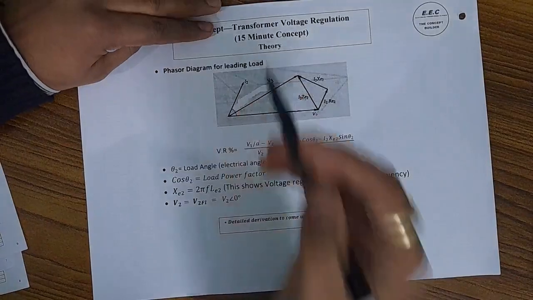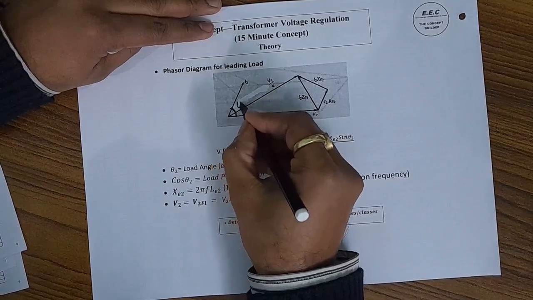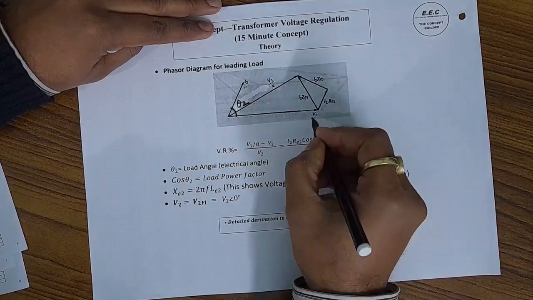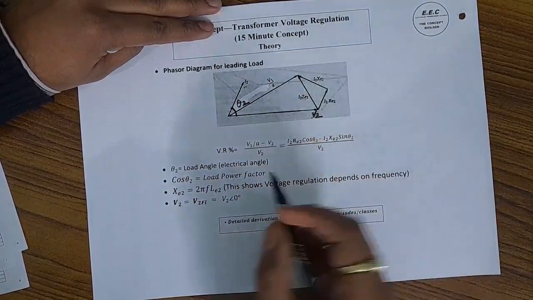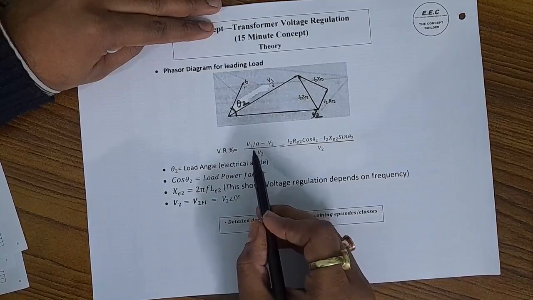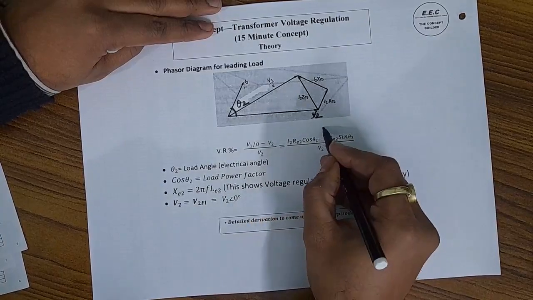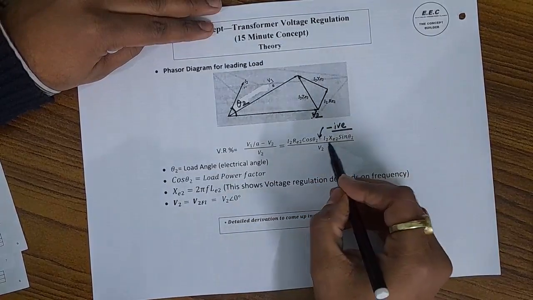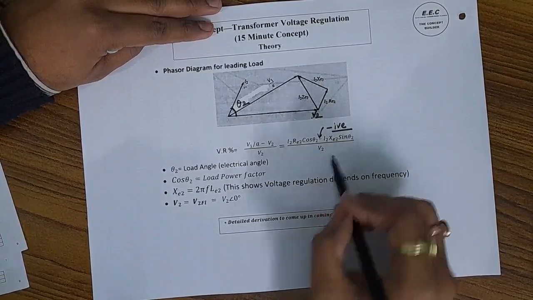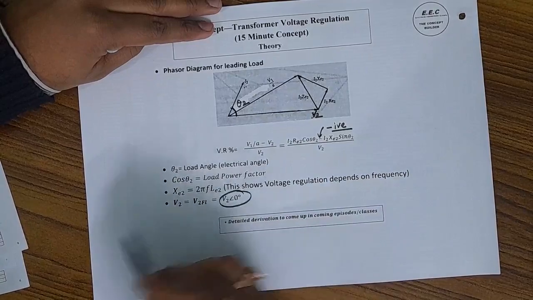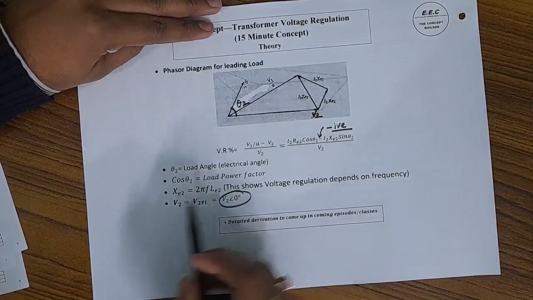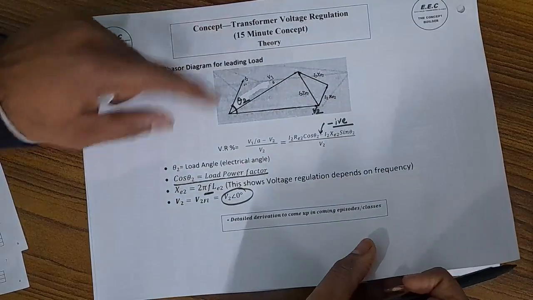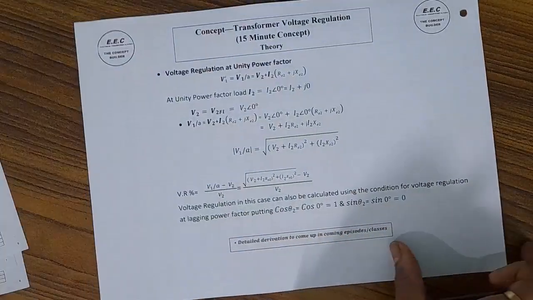In the leading load condition, this is going to be theta 2. You see the load current leads the secondary terminal voltage. The formula is again going to be (V1A minus V2) upon V2A. Now this time we are using a negative sign. The derivation is going to come up in the next lecture. I2 Xe2 sin theta 2 divided by V2, where V2 is the full load voltage. Again, it is used as the reference phasor, and it is dependent on frequency. Cos theta 2 is the load power factor, and all the angles which we are seeing are electrical angles.